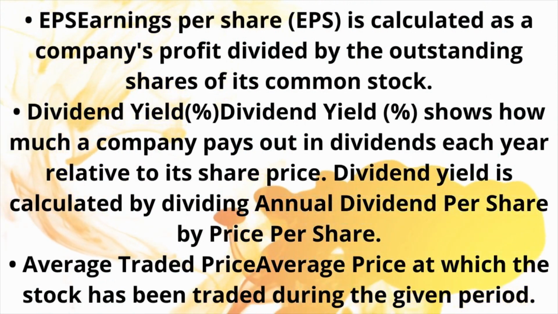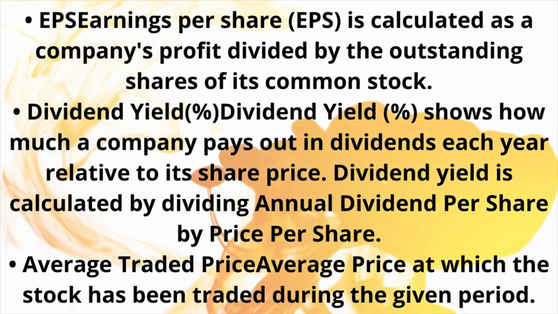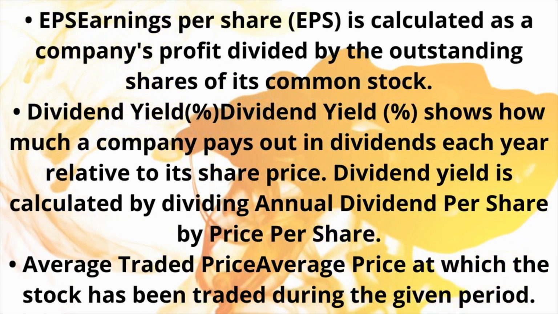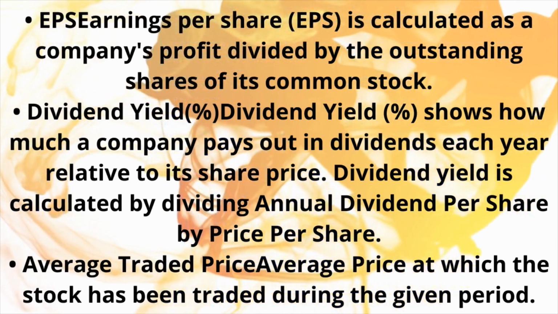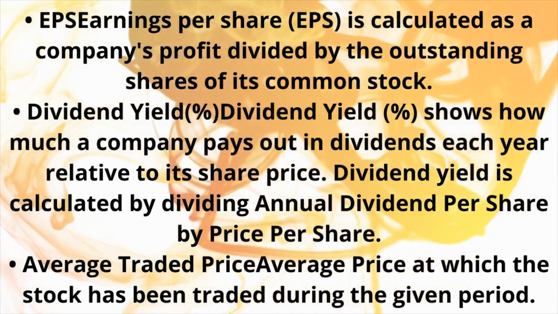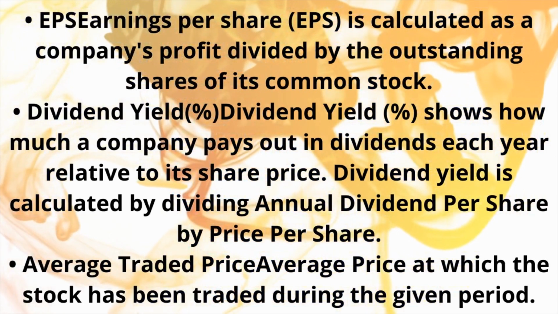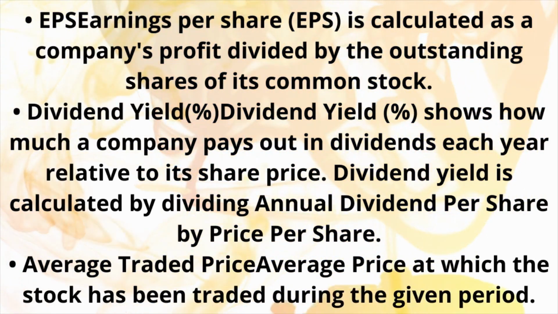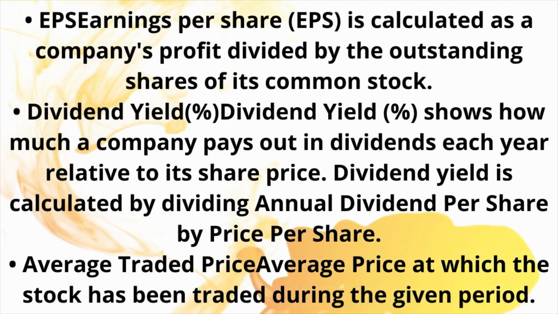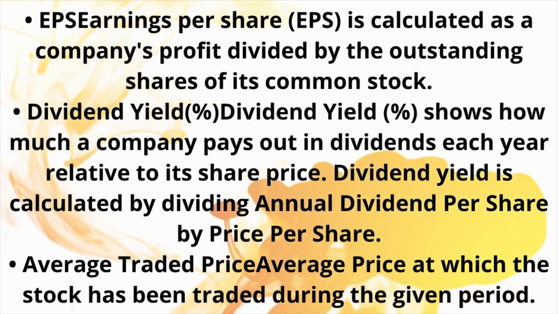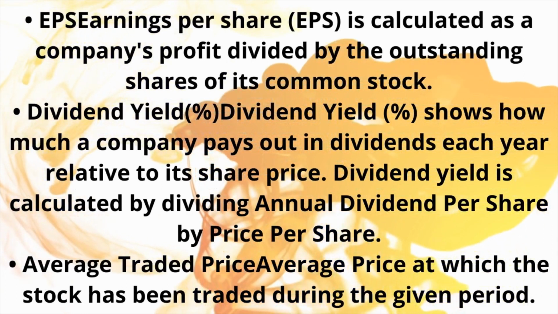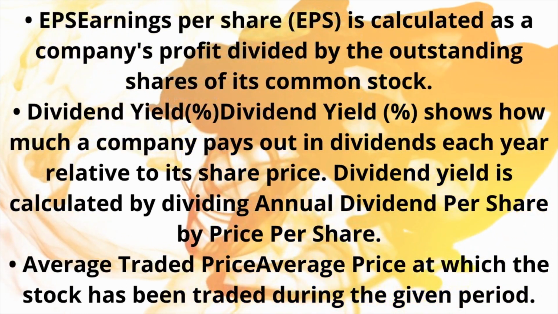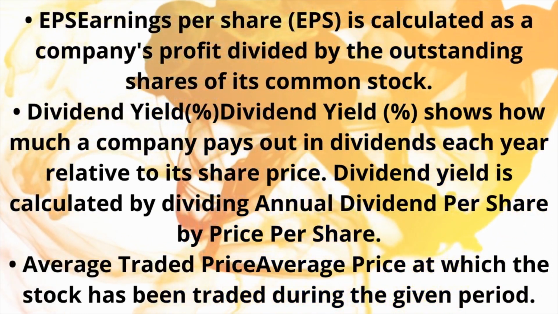EPS, earnings per share. EPS is calculated as a company's profit divided by the outstanding shares of its common stock. Dividend yield percentage. Dividend yield percentage shows how much a company pays out in dividends each year relative to its share price. Dividend yield is calculated by dividing annual dividend per share by price per share.